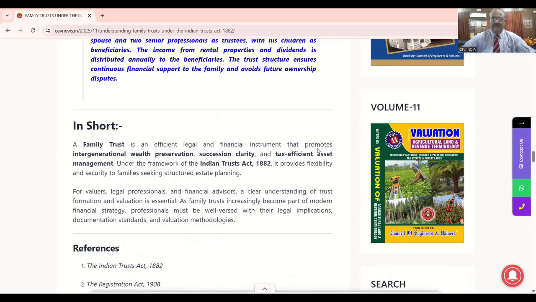Now in short, a family trust is an efficient legal and financial instrument that promotes intergenerational wealth preservation, succession clarity, and tax efficient asset management. It is very important. Under the framework of the Indian Trust Act 1882, it provides flexibility and security to families seeking structured estate planning.